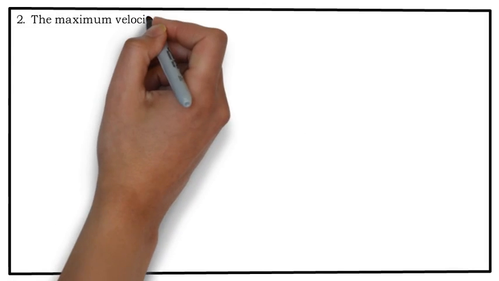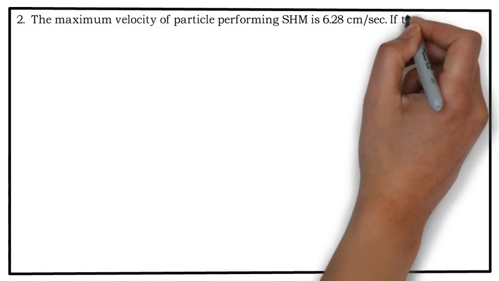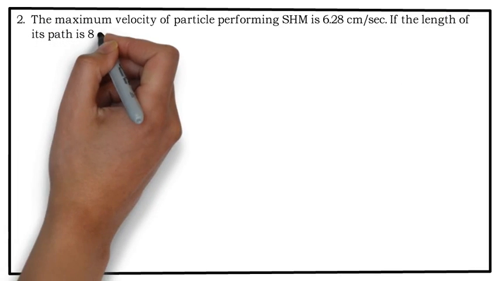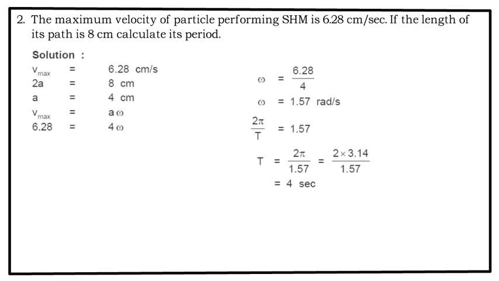Problem number 2. The maximum velocity of a particle performing SHM is 6.28 centimeter per second. If the length of the path is 8 centimeter, calculate its period. Now Vmax is given to you, 6.28 centimeter per second. Path length means from left extreme to the right extreme. So total distance is 2a. So 2a is equal to 8 centimeter. So a is equal to 4 centimeter.